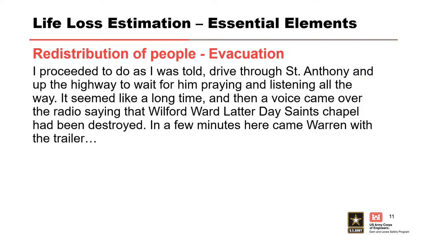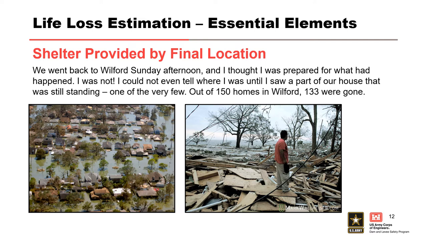So they made it out. Evacuation was successful. But the last piece here is the shelter provided by the final location. Of their town, 133 of the 150 houses were gone. On the left here, you see New Orleans during Katrina, right? That was bad, but the houses were there. Many people were able to shelter in the houses. That was a lot different than Katrina out on the Gulf Coast in Mississippi, where the surge wiped out those houses altogether, right? So understanding the depths, velocities, and the construction material and the shelter that's going to be provided is an important part of it.